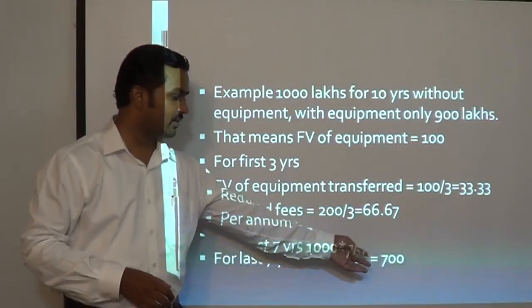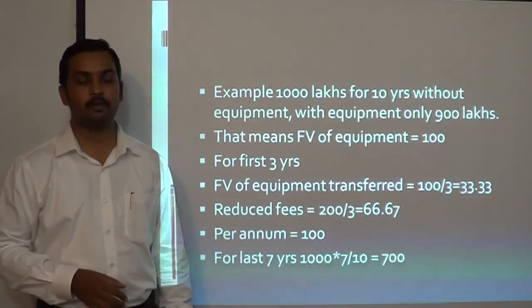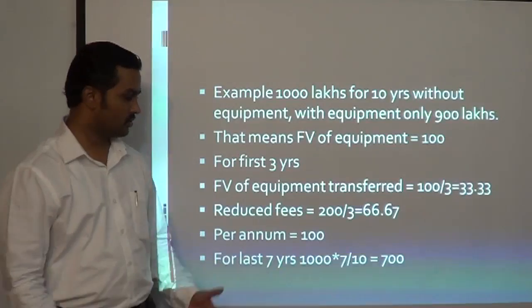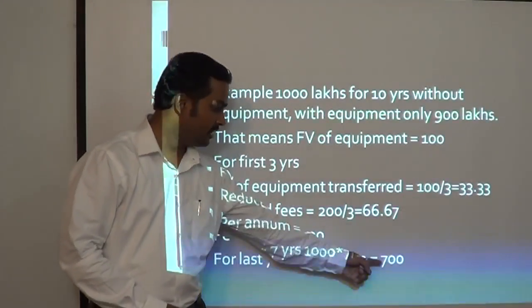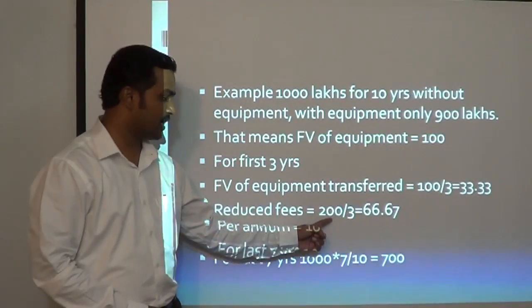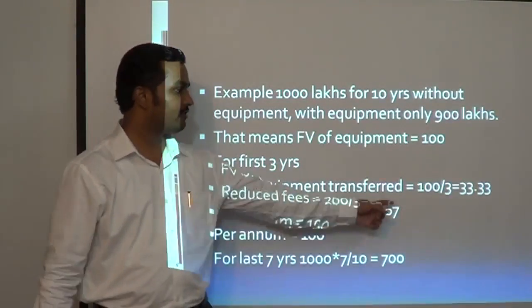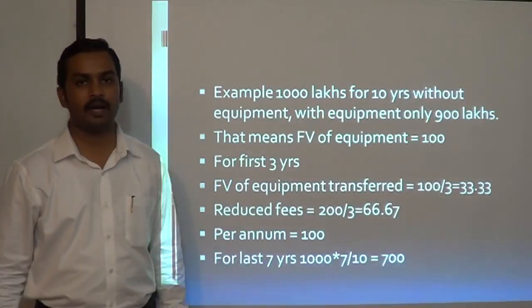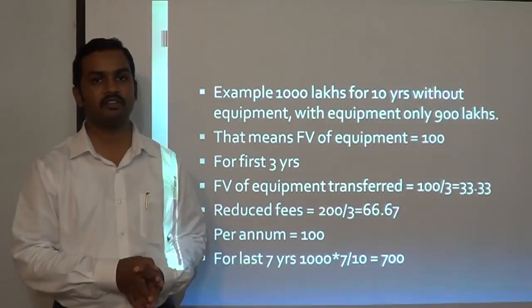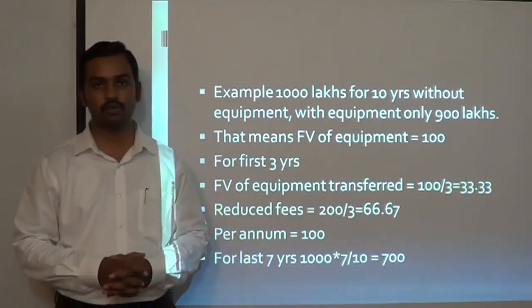1000 divided by 10 into 7, 700 will be the amount of revenue recognized in the 7 years. So if you want to reconcile, 700 plus 200 is 900. That is what is going to be paid in cash. Fair value of the equipment which was taken from the bank, 100. So we are going to totally recognize the revenue of 1000. So this is how I am going to deal with this.